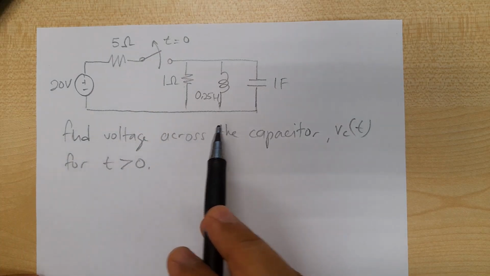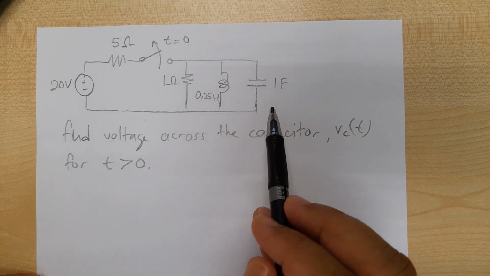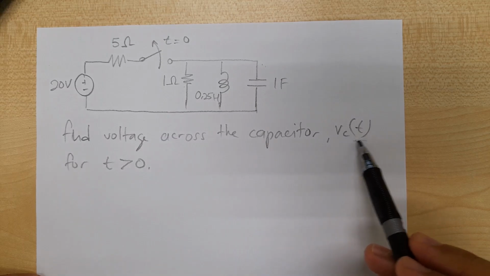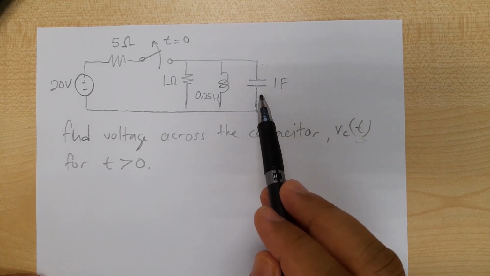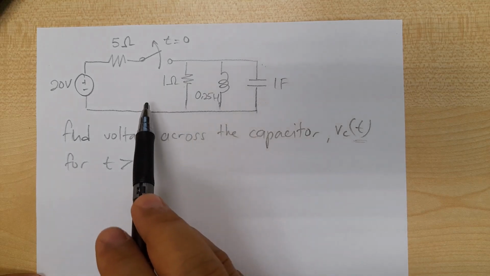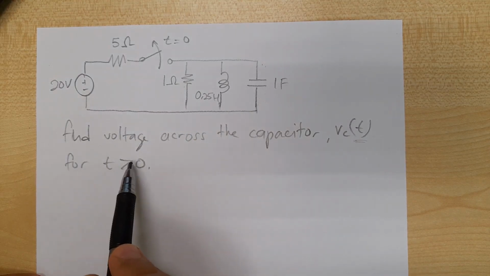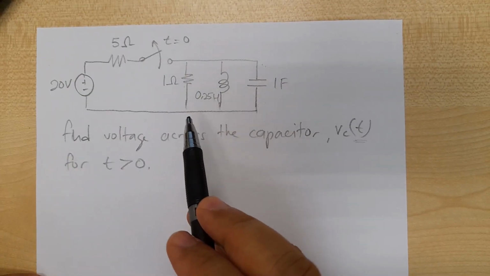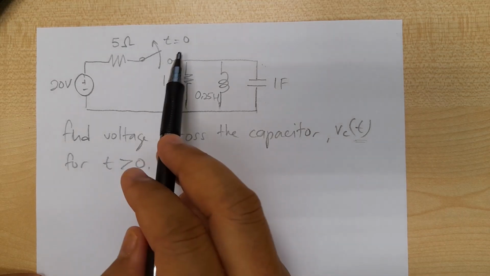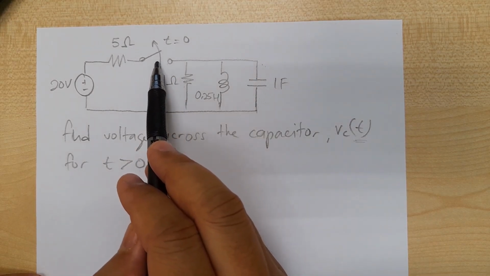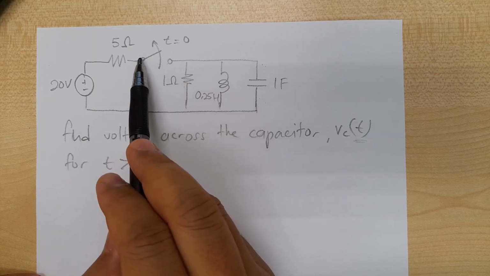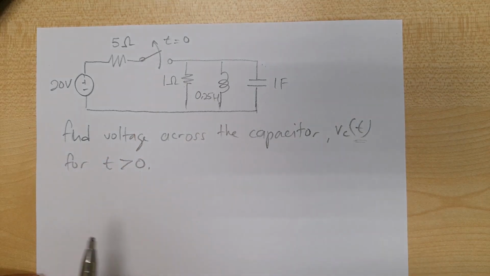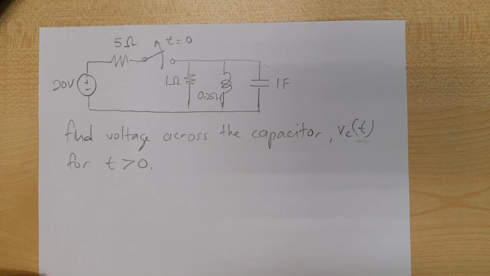So the question asks to find the voltage across the capacitor here, right, in time domain. So V, the voltage across the capacitor in time domain for t more than 0. So what is the voltage across the capacitor when t is more than 0, meaning when the switch is open? Before t equals 0 the switch was closed, and now when the switch is open, what is the voltage across the capacitor, right?